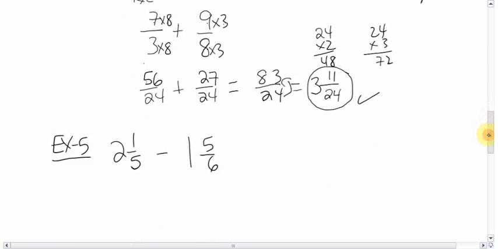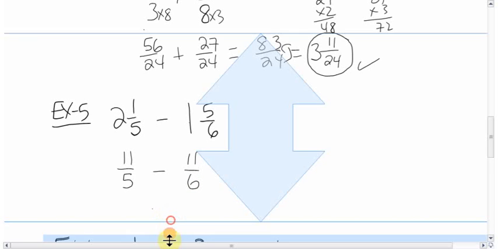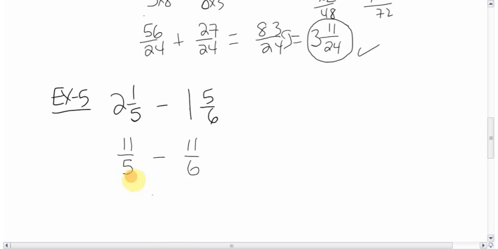Alright, this one here, 2 1/5 minus 1 5/6. Convert to improper. 5 times 2, 10, plus 1, 11, over 5, minus 6 times 1 is 6, plus 5 is 11, over 6. With these two now, what you do is common denominator, which is going to be 30, trust me. Just times it together, or any other method you want to use.